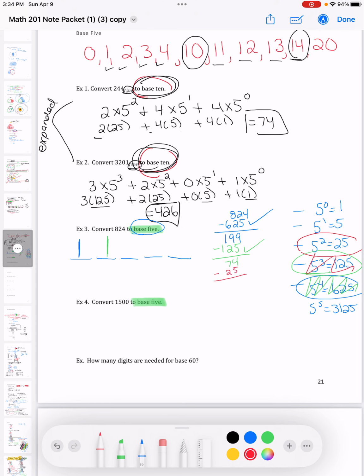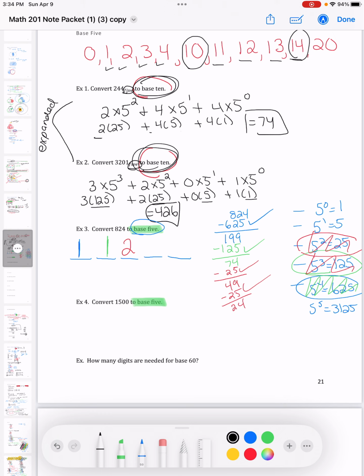So I'm going to subtract 74 minus 25 to get 49. I can subtract 25 again. So if I subtract 25 again, that's going to leave me with 24. So now I subtracted it 2 times.